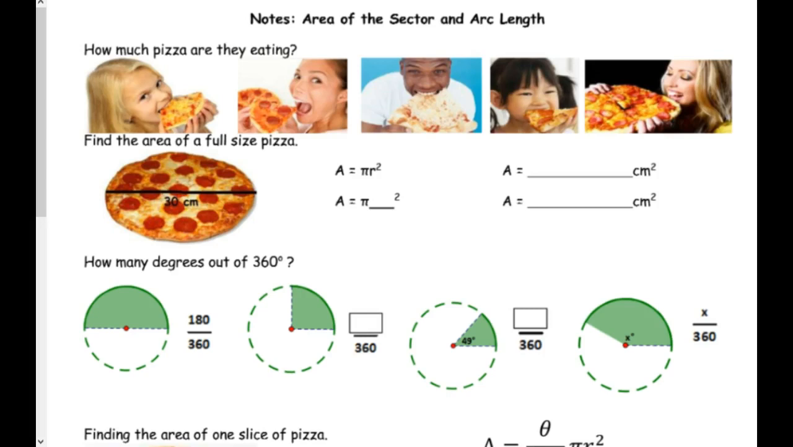So back to this. Why are we talking about pizza? Because it's just an example of a circle. And here we go. So we're going to find the area of a full-size pizza, and then we're going to try to find the area of a slice. Okay?